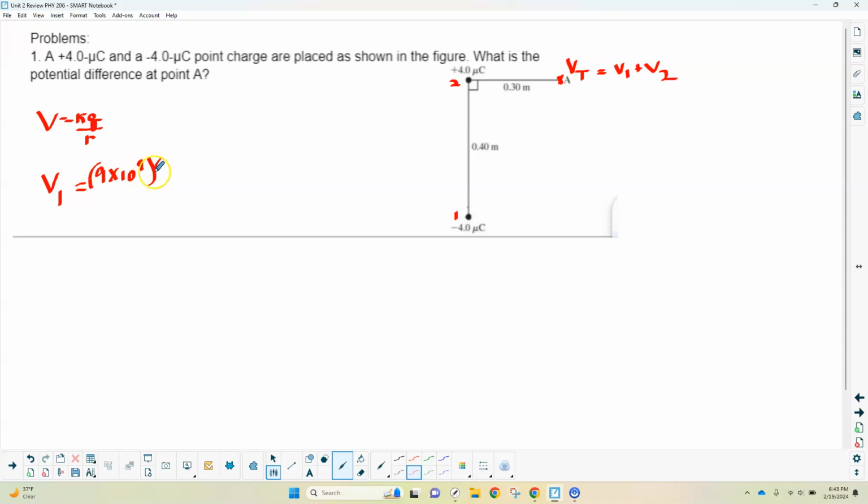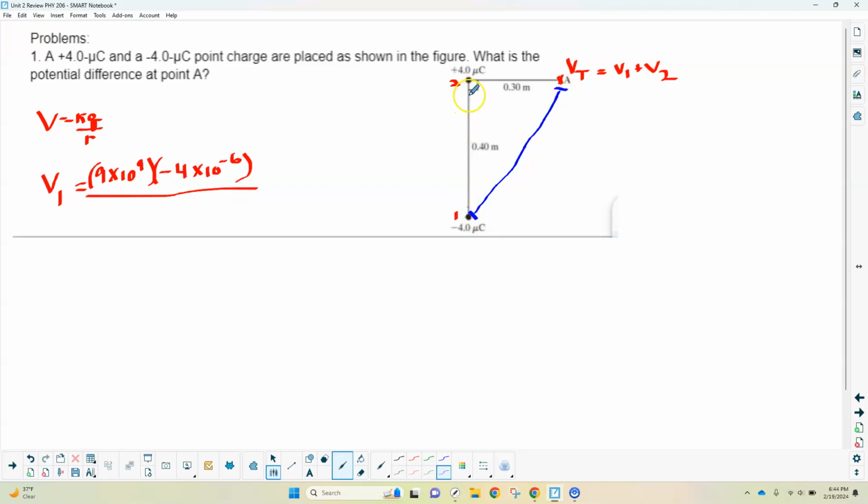Coulomb's constant. Q is the charge, so for this one, it's going to be negative 4. And it's micro, so that micro is times 10 to the negative 6. Make sure you can convert for that take-home portion of the test. And then we're going to divide by R. R is the separation between these two points. This is where 1 is, and the separation is that diagonal line.